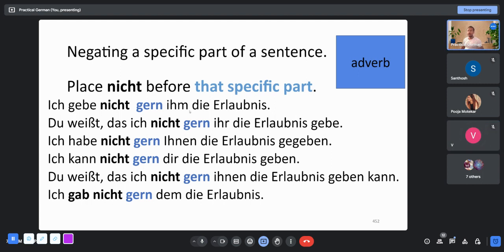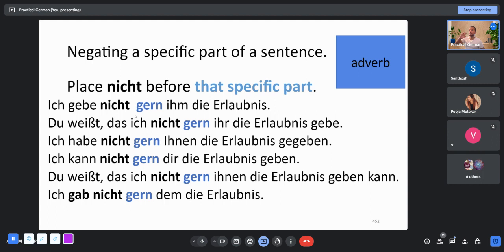So now, Kushal asked this question, right? I can also place nicht over here, but then it will mean something else. For example, "ich gebe nicht gern ihm die Erlaubnis" means I don't like to give him the permission. But if you say "ich gebe gern ihm nicht die Erlaubnis," it will sound like I can give something else, just not the allowedness. Again, the more we talk about it, the more confusing it gets.